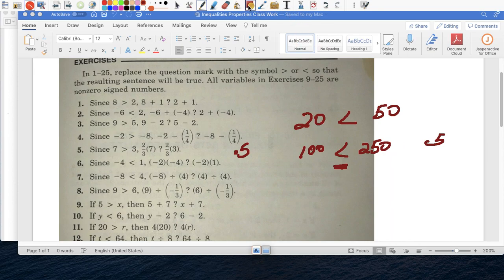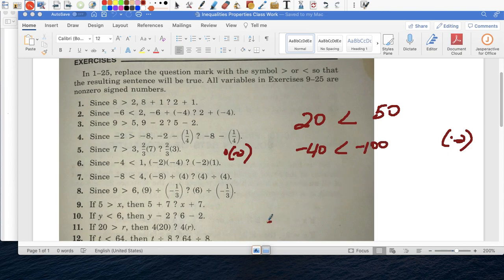Now, there's an issue when you multiply by a negative number. Let me pick an easier number. Let's multiply both sides by negative 2. Negative 2 times 20 gives me negative 40, less than, and 50 times negative 2 gives me negative 100.